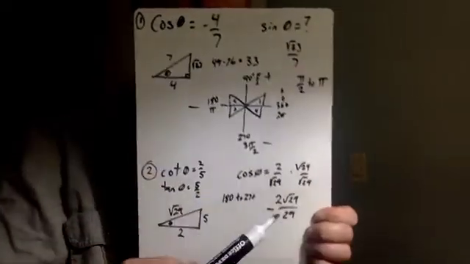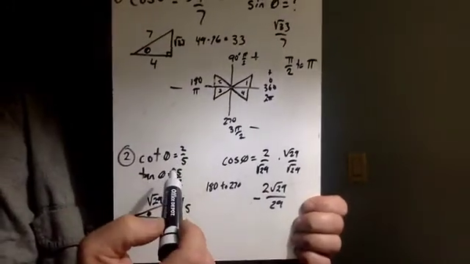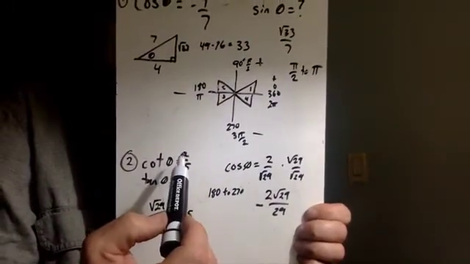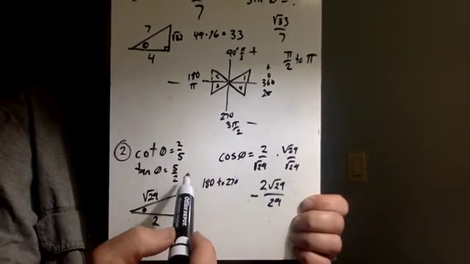All right, let's do this again with the second one. They give you that cotangent is 2 over 5. Well, cotangent is the reciprocal of tangent.